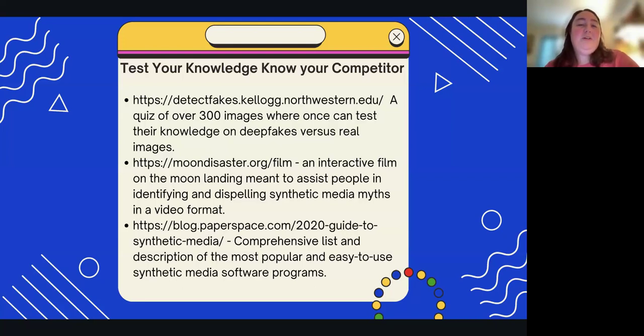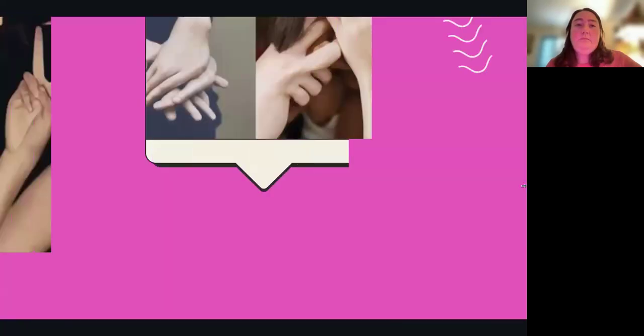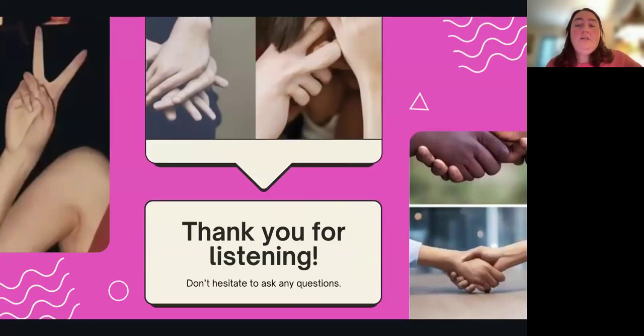And then we've got blogspace.papersource.com, a very long 2020 guide to synthetic media. This guide is from 2020, so it's slightly outdated, but it's still a great comprehensive list and description of the most popular and easy to use synthetic media programs. So thank you for listening, and be treated to these photos of horrifying hands, all created by synthetic media.